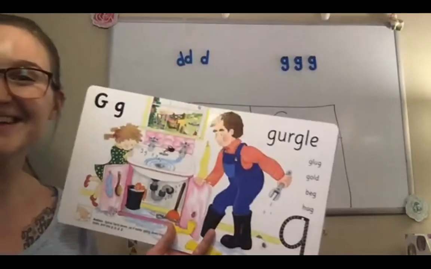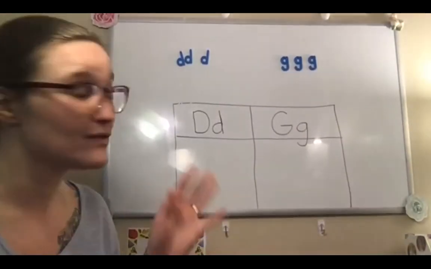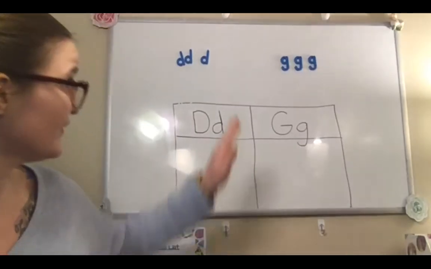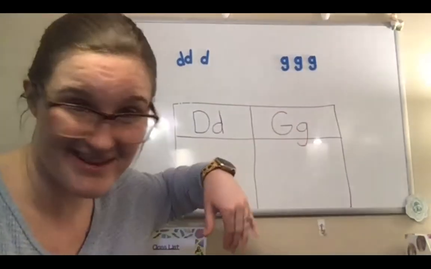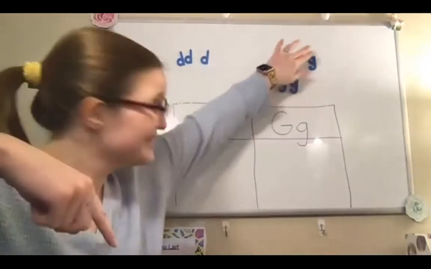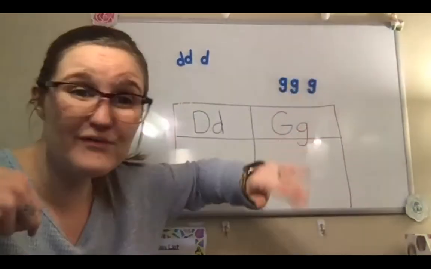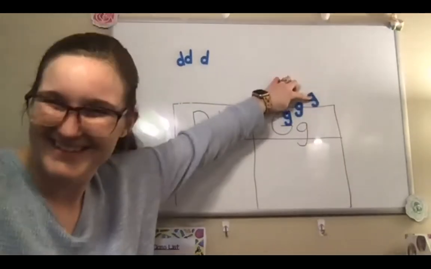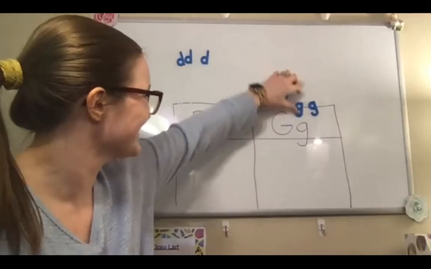All right, guys, very nice job with that story. So now what we're going to do is as we make the sound for G and do the moves for G, I'm going to move these down. Are you ready? We're going to go G, G, G. Pretend to move them with me. G, G, G. And that one landed right on the G.